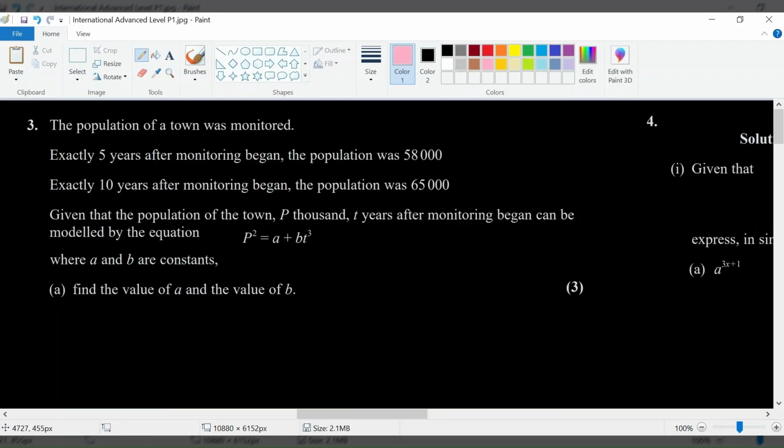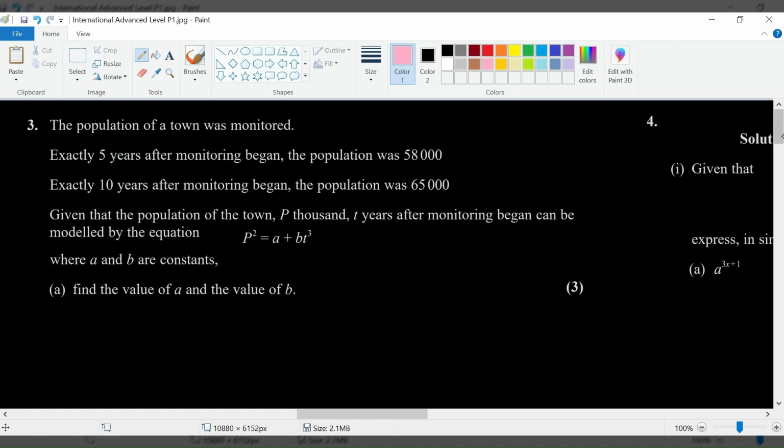When it comes to question number 3, most of the students made one simple mistake that led to losing marks. Here, the population of a town was monitored, and exactly 5 years after monitoring began, the population was 58,000. Exactly 10 years after monitoring began, the population was 65,000. Given that the population of the town P is already in thousands, most of the students wrote 58,000, and that led to the mistake. T years after monitoring began can be modelled by the equation P squared equals a plus b t cubed, where t is time and P is population.